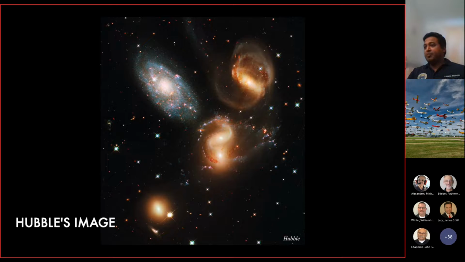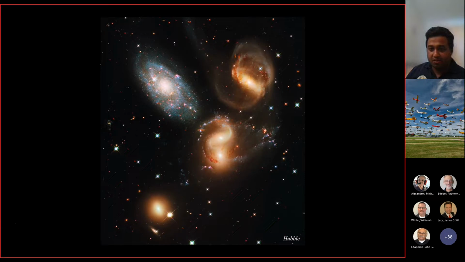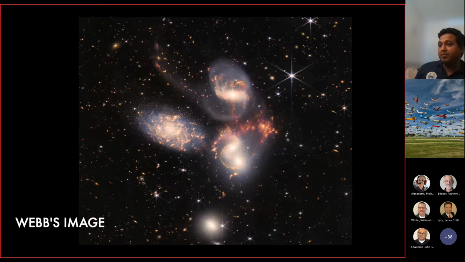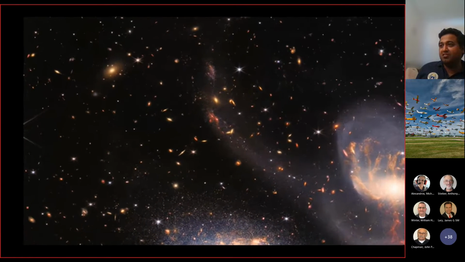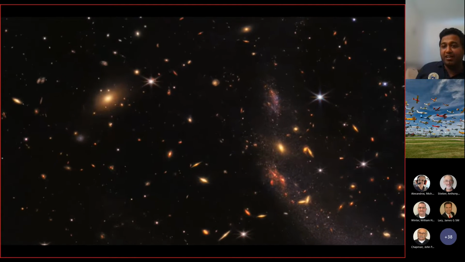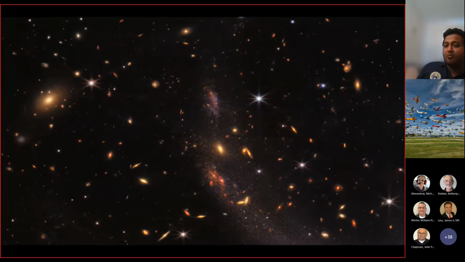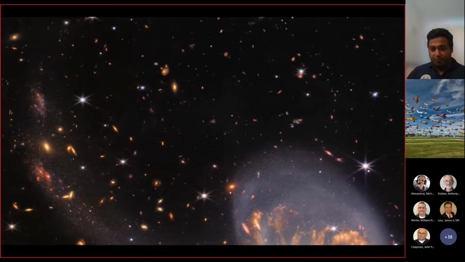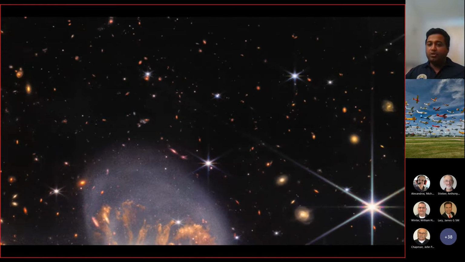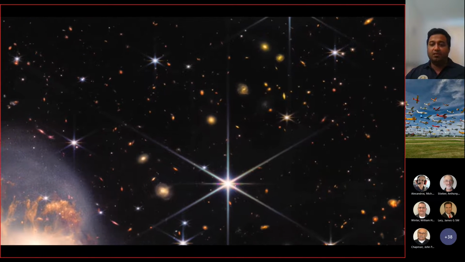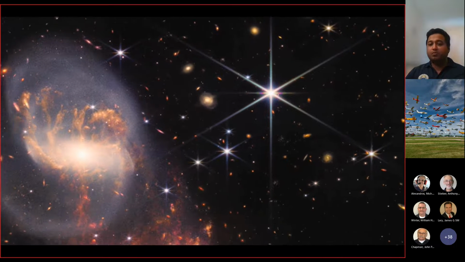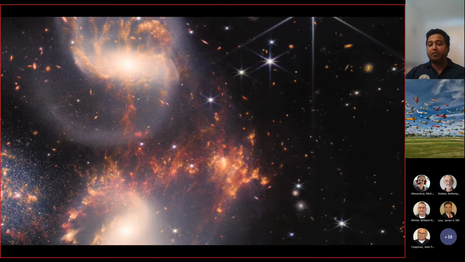Just to give some context, this is how Hubble saw this particular object, and this is how Webb captured it. As you can see, Webb's picture is so much larger. You can zoom into a lot more detail. This is an enormous mosaic. The visual grouping you're seeing here consists of five galaxies, and you can see the image captured both in NIRCam as well as the MIRI cam.